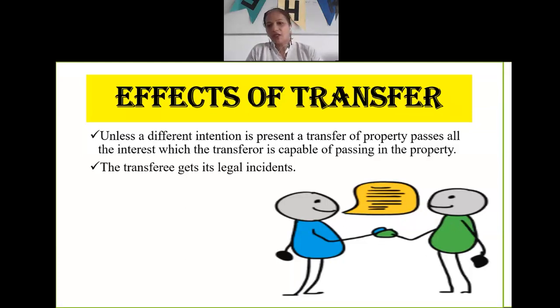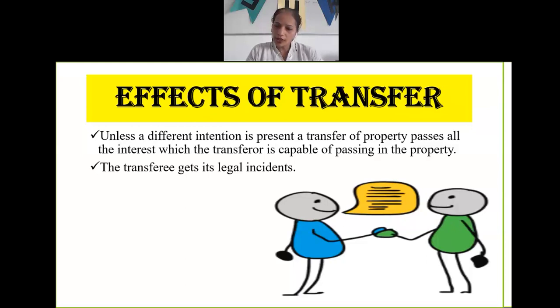Suppose I transfer a property to Naveen, and I am transferring that property wholly to Naveen. In that case, Naveen would be getting ownership over that particular property, that is to say the title over it, and the right to dispose of that property the way he likes. If he wants to sell the property, he would be in a position to sell it.